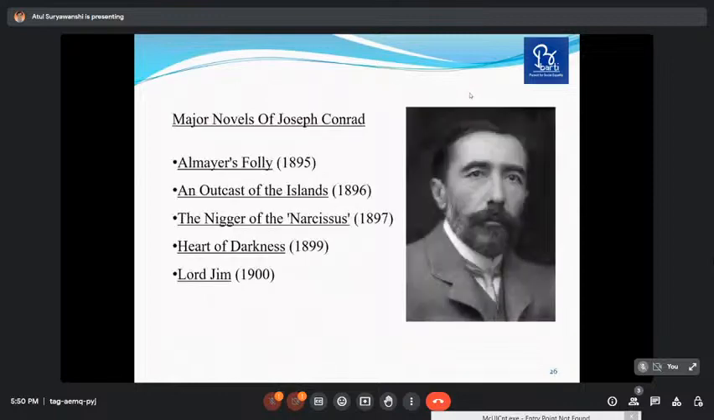Let's proceed further. Major novels written by Joseph Conrad. As I told you, beginning from Almayer's Folly, which he published in 1895, An Outcast of the Islands in 1896, The Nigger of the Narcissus in 1897. The most prominent novel in this series is Heart of Darkness, which he published in 1899.